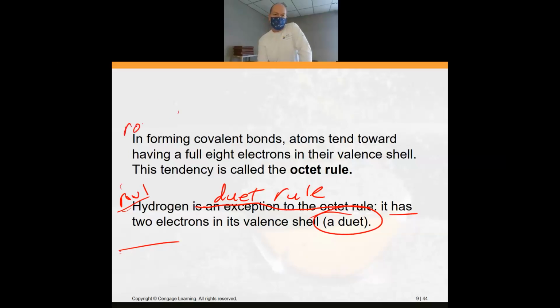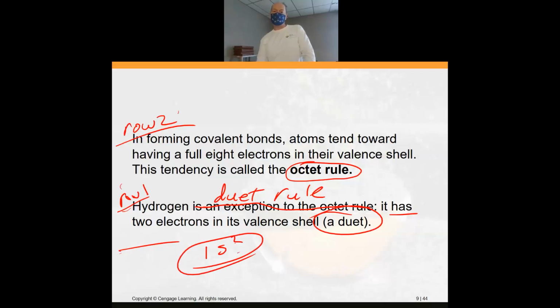When you're looking at row 2, then you have the octet rule. That means you have a maximum of 8 electrons. And why is that? Well, in row 1, all we have is the 1s2. That means 2 electrons is the maximum, duet rule. In row 2, we have the 2s2 and the 2p6. That is 8. And that is the octet rule. We cannot have more than 8 electrons when we are in row 2.